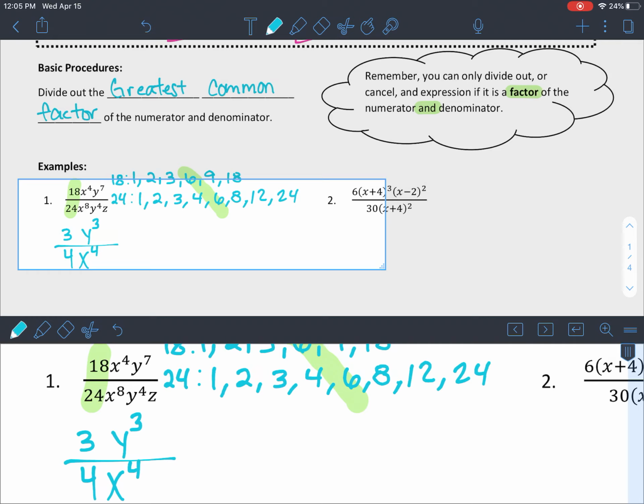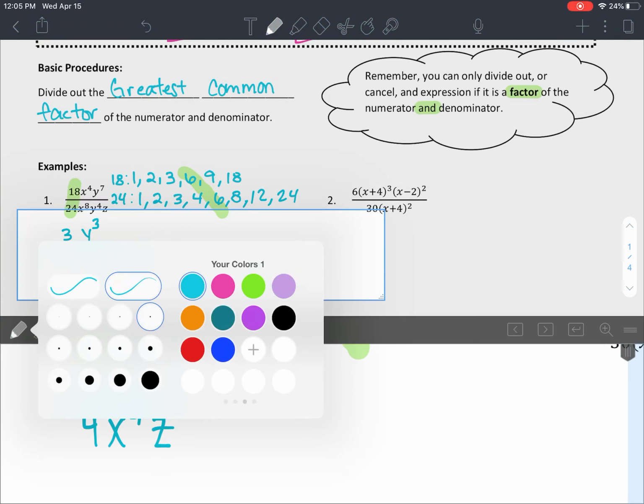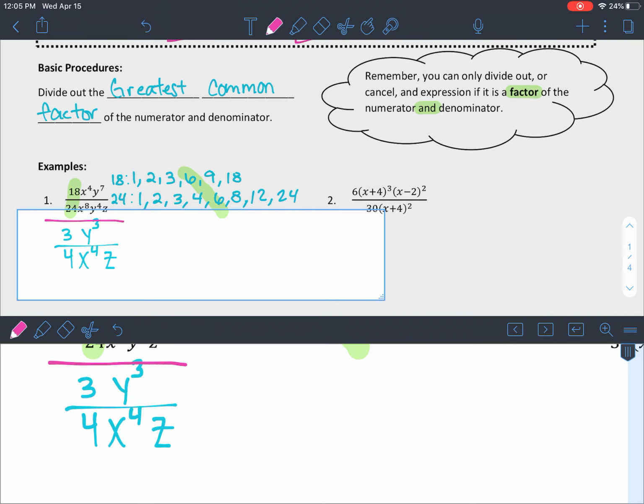And then I ask myself about the z's. Well, there's no z's on top, but there's 1 on the bottom. So I'm going to keep that z on the bottom. And this is going to be my final answer: 3y cubed over 4x to the 4th z.